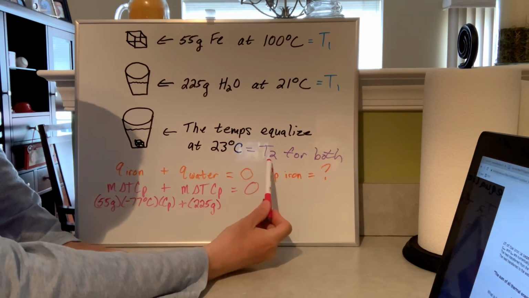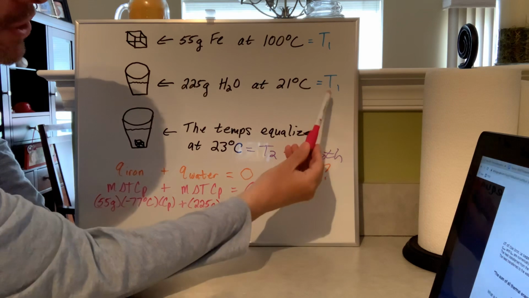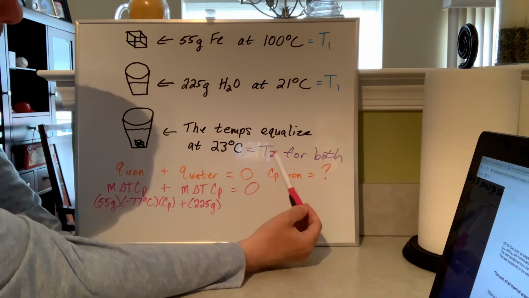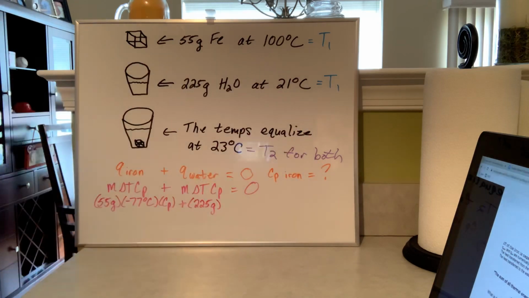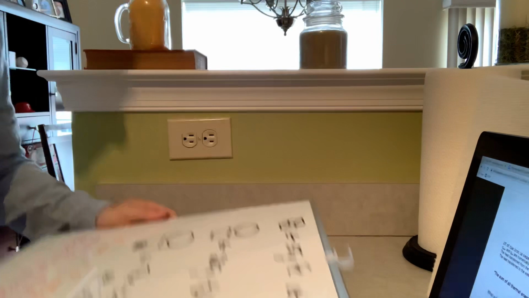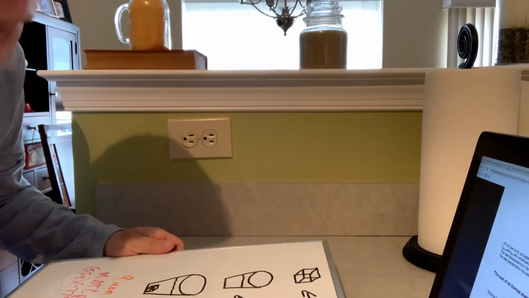All right, the delta T of the water. Well, we know the T2 is 23 for both. Okay, here's T1 for the water. So we're going to do 23, which is T2, minus 21, which was T1, and that comes out to be a whopping 2 degrees Celsius.